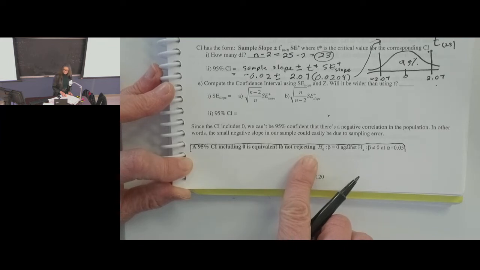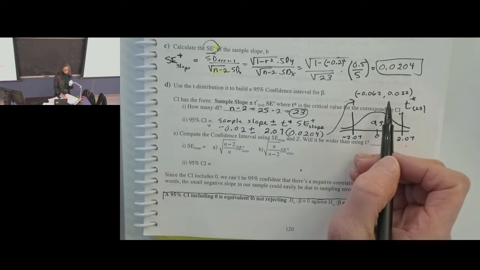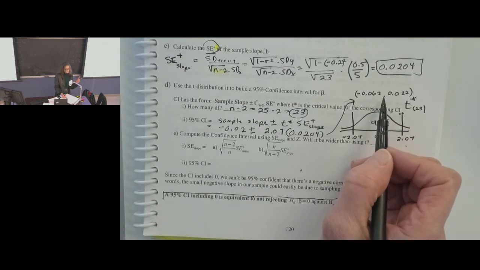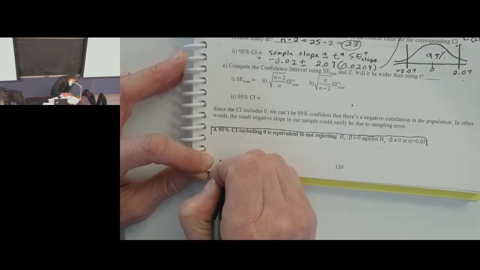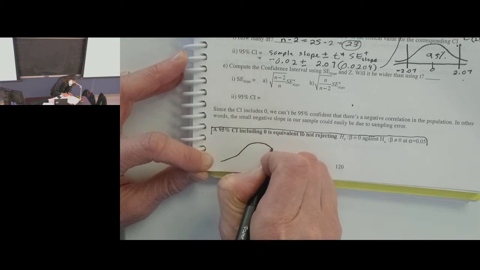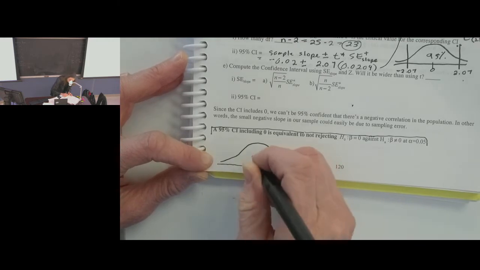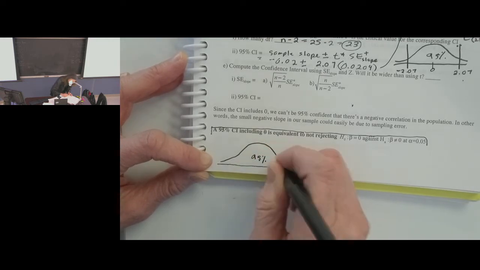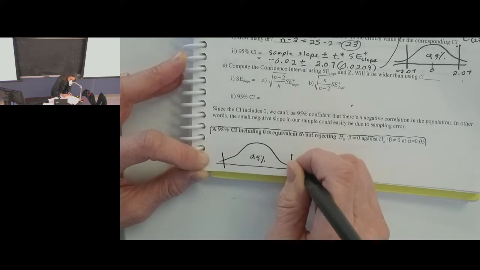Does that make sense? We really can't. Because we're 95% sure that the true slope is inside this estimate, and isn't 0 inside that estimate? Isn't it? So that's why. If you draw the picture, it doesn't really depend on t or z. It's the same idea. Let's just draw the picture here. Now we have 95% in the middle. That means on each tail we have 2.5%.